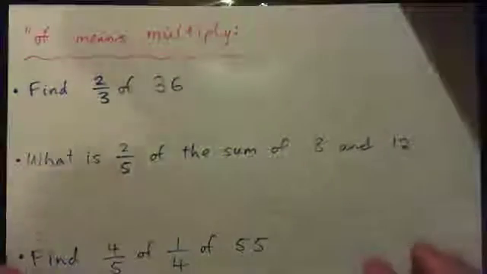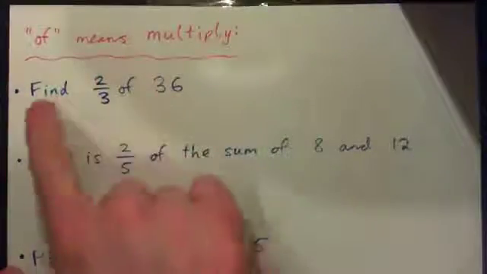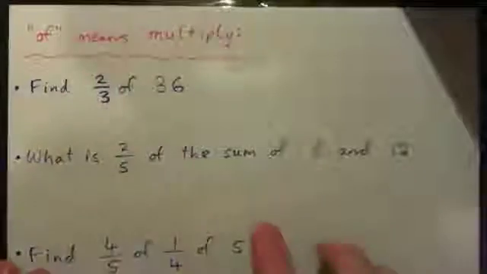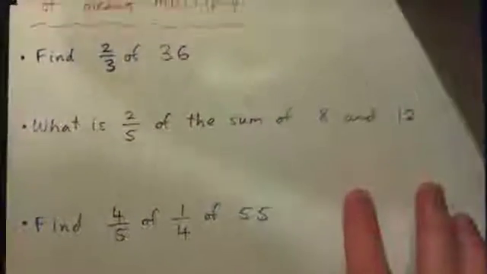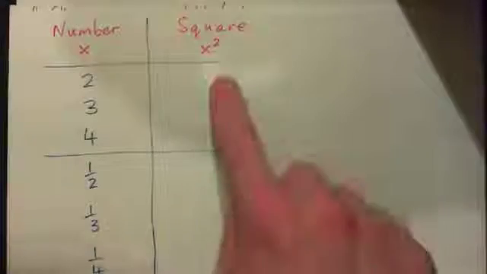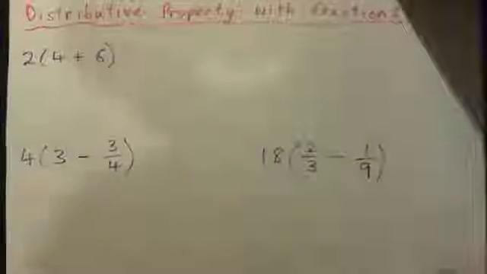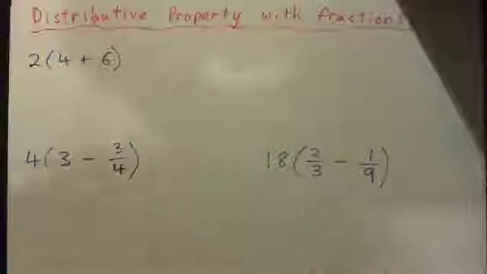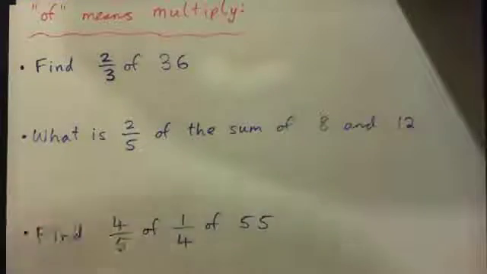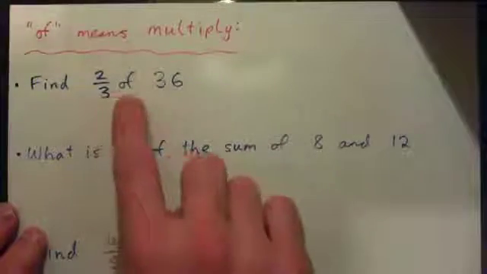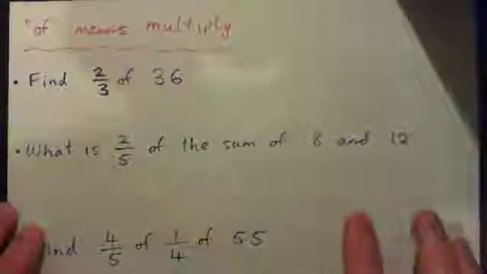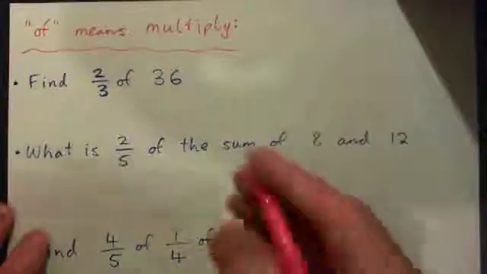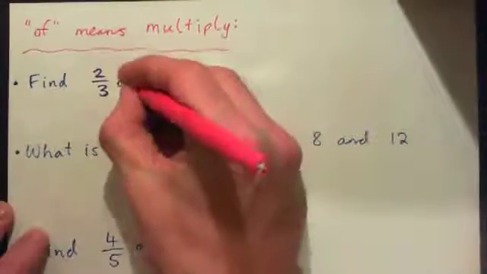Okay, in this video we'll just look at some examples with "of" in it, and remember that "of" means multiply, so we'll do these examples. Then we'll look at when you're given a number and you've got to square it, what do you do? Then we'll look at some distributive property examples with fractions, these three examples. And so let's start with when you've got find 2/3 of 36. Now you might remember that "of" means multiply.